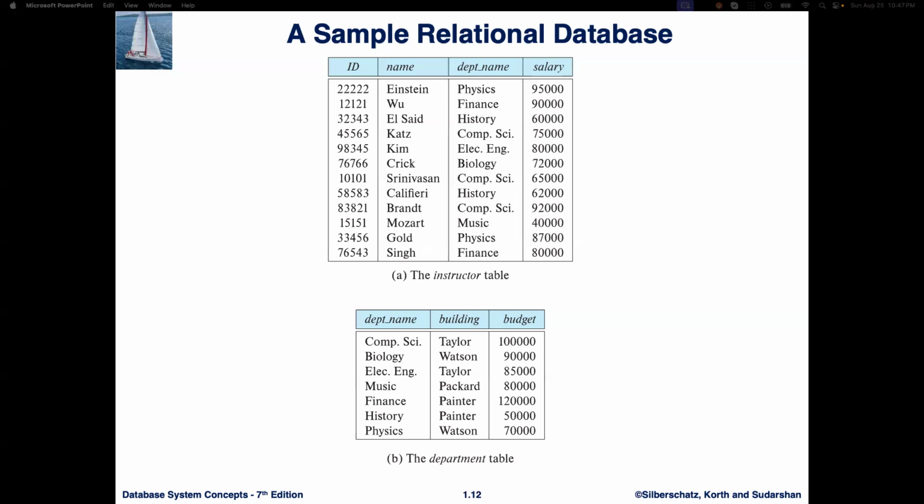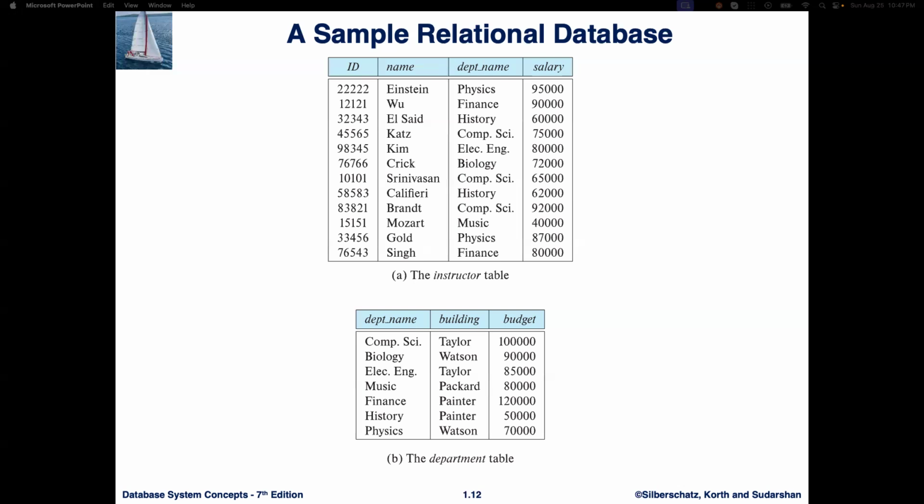The department table, the second table, stores information about each academic department. It has three columns: department name, the name of the department, which is also present in the instructor table, the building where the department is located, and then the budget allocated to that department. Each row in the table represents a department.